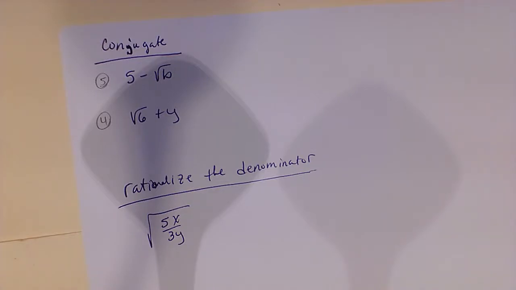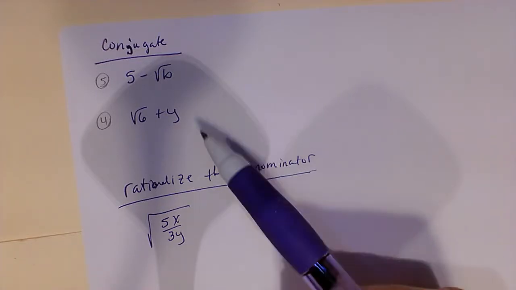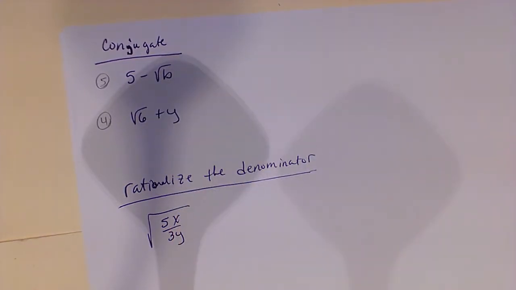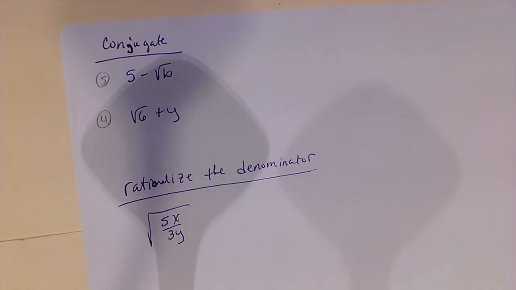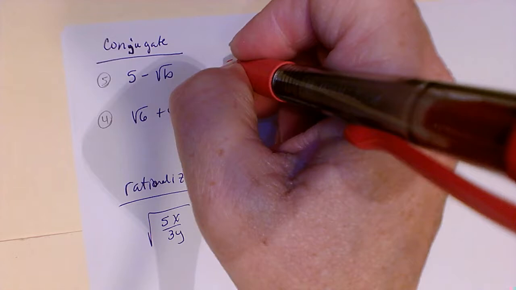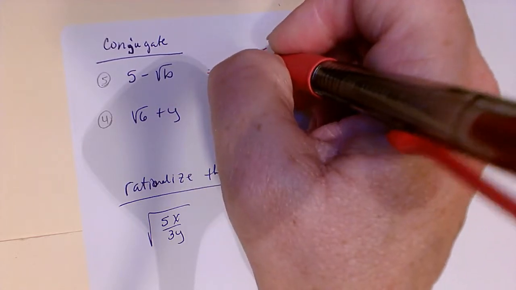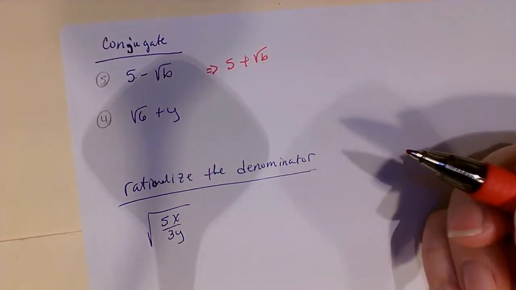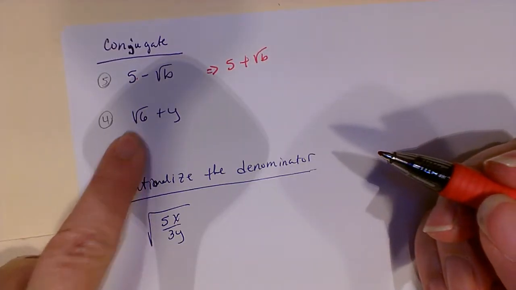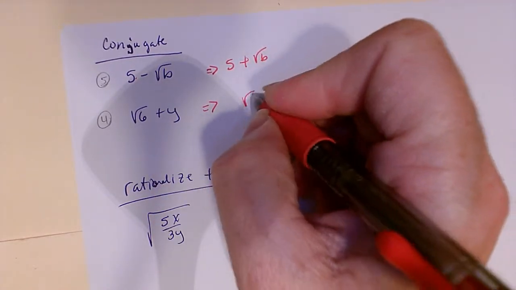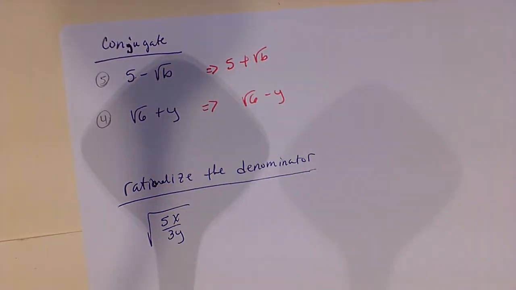So here we're going to find the conjugate, and the conjugate is just finding the opposite sign right here. So the conjugate of 5 minus the square root of b is going to be 5 plus the square root of b. So all you're doing is changing the sign in the middle. So if we're looking at the square root of 6 plus y, our conjugate is going to be the square root of 6 minus y. And this will help when we're trying to rationalize denominators.